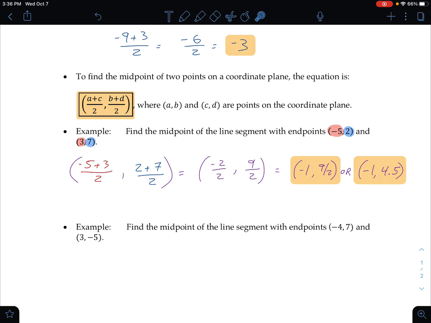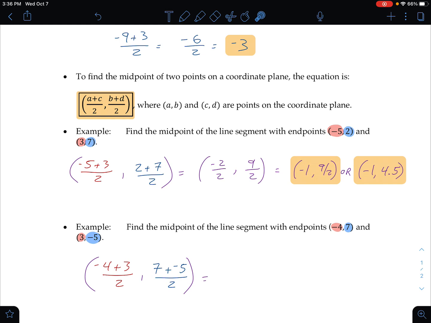They're the same. Another example, again, we take our x points of my 2 points, my -4 and my 3. Those are both my x's. I add those up, divide by 2. I look at my y's, which are 7 and 5. Add those up, divide by 2. And that makes up my new x, y of my midpoint.